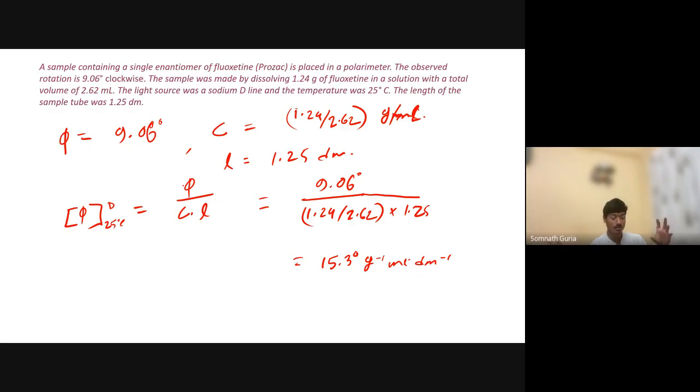We have to calculate. We know the path length of a tube through which the light passes. We know the specific rotation. We know the rotation we get from the polarimeter. With respect to it, we can calculate the actual concentration present in a sucrose solution. So the unknown concentration of a sucrose solution we can determine very easily. Okay, so this is the way we can use it.